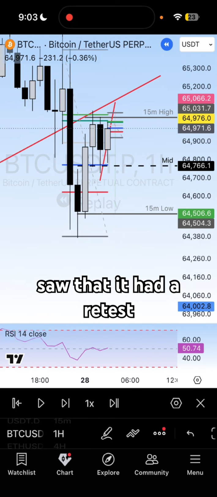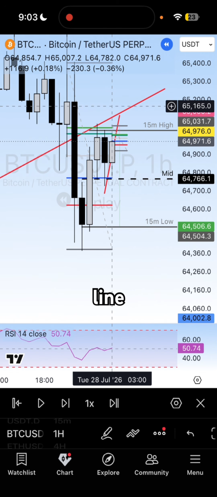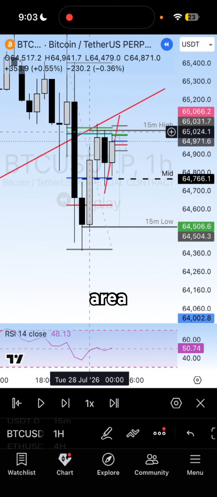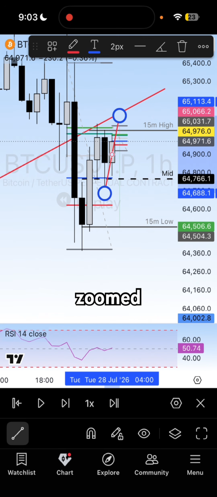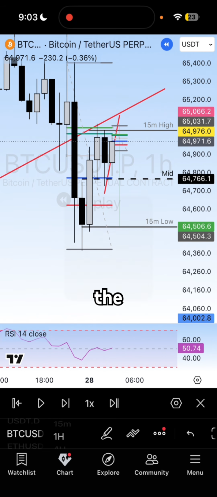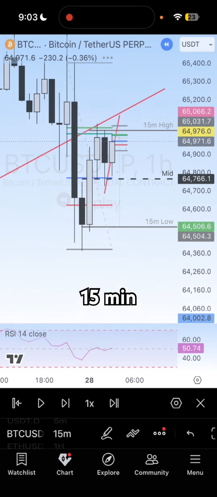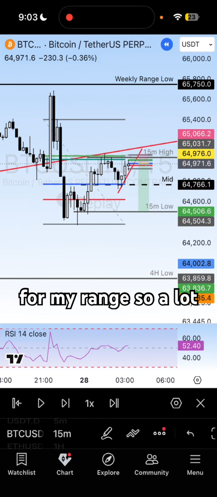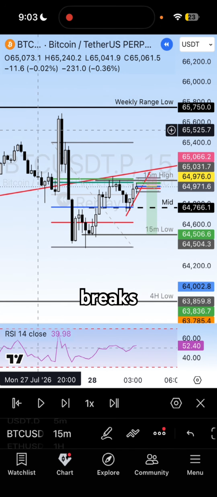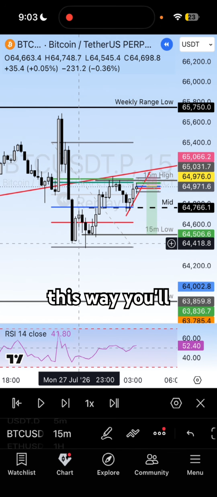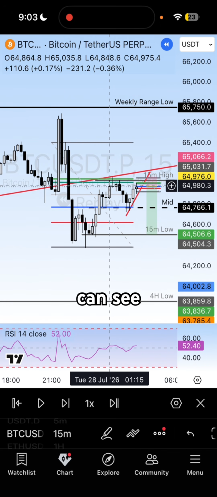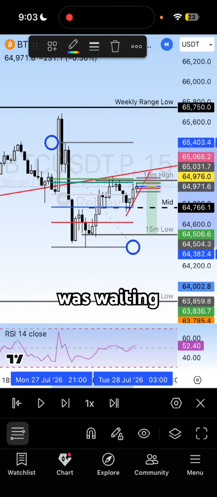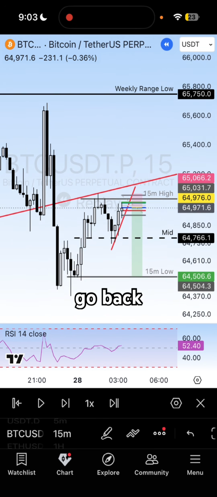And I saw that it had a retest on the trend line around this area, coinciding with the green wick. So what happened? I zoomed in to the 15-minute and started looking for my range. So a lot of times when the price breaks a trend line down like that, you will come up, and here you can see it retested one time, and I was waiting for it to go back again.